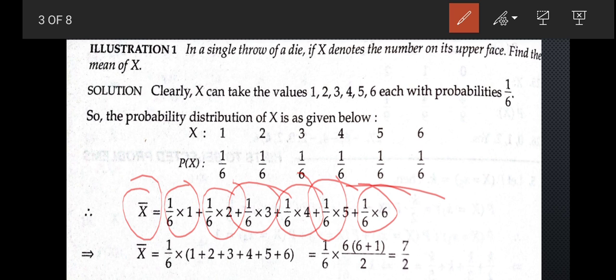Now if you calculate, 1/6 is common, so 1 plus 2 plus 3 plus 4 plus 5 plus 6, if you add this and multiply with 1/6, then you will get 7/2. So this is the solution of the first question.